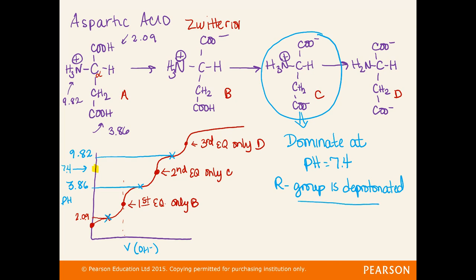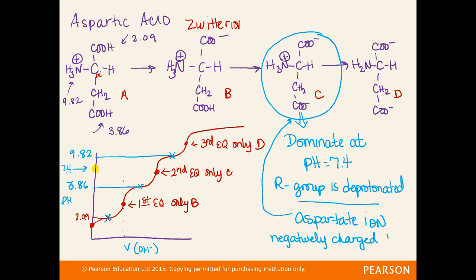So anytime that we want to show aspartic acid as an amino acid, it's really deprotonated, and that's why normally we call it aspartate ion. It's also negatively charged. R group.